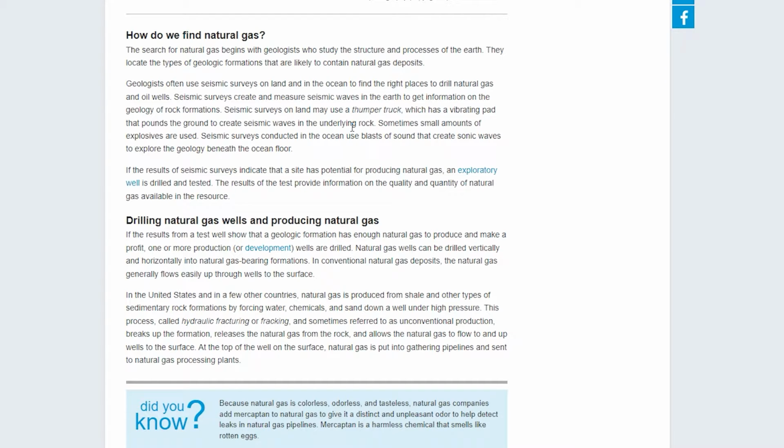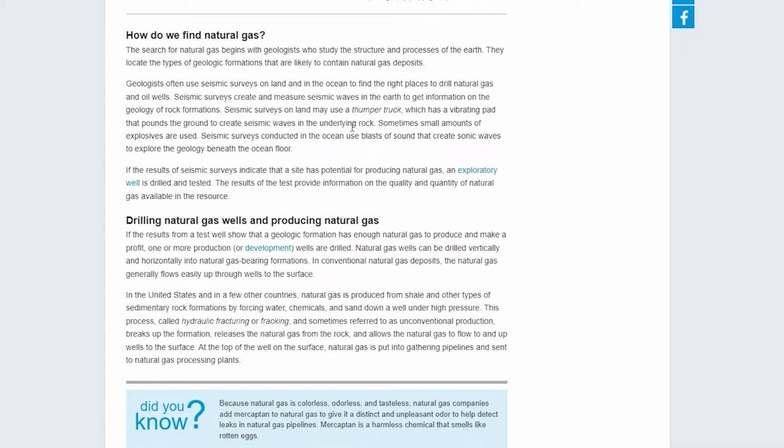What is natural gas? Natural gas is a fossil energy source that formed deep beneath the Earth's surface. Natural gas contains many different compounds. The largest component of natural gas is methane, a compound with one carbon atom and four hydrogen atoms, CH4.